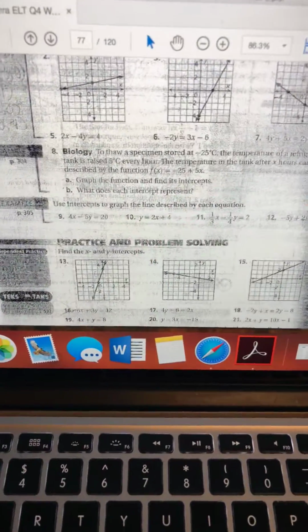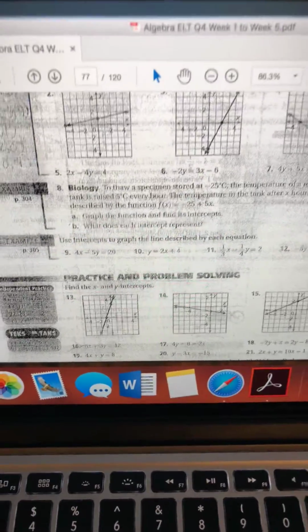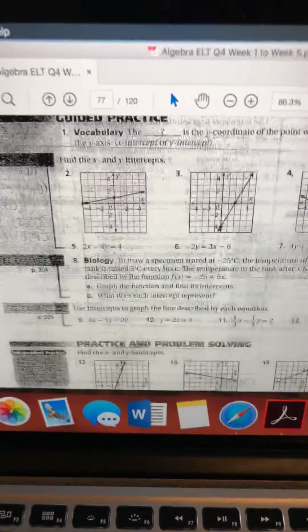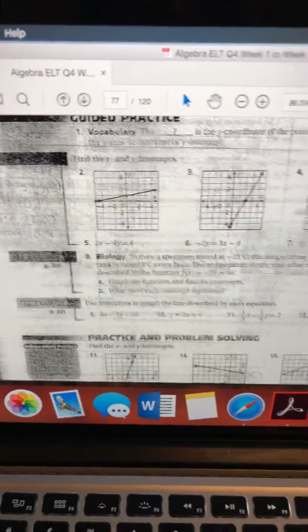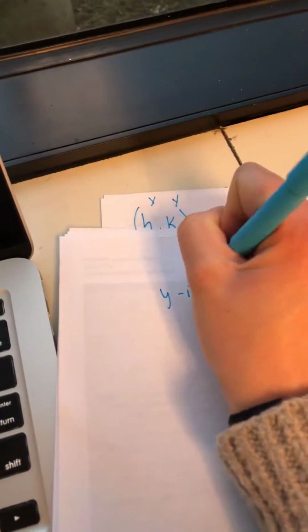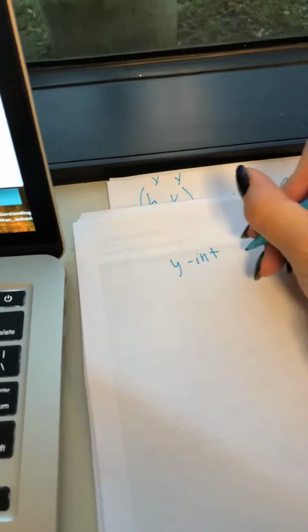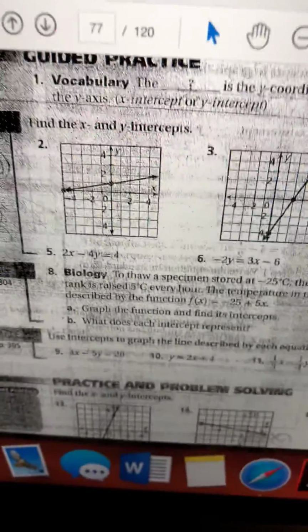Okay, now we're going to move on to number 5. In order to find the x and y intercepts of these linear functions, I have to plug in 0. So when I'm looking for my y-intercept, I know that my x value is going to be 0. When I'm looking for my x-intercept, I know that my y is going to be 0. That makes sense, and you should have noticed this pattern from the graphs that you just looked at.